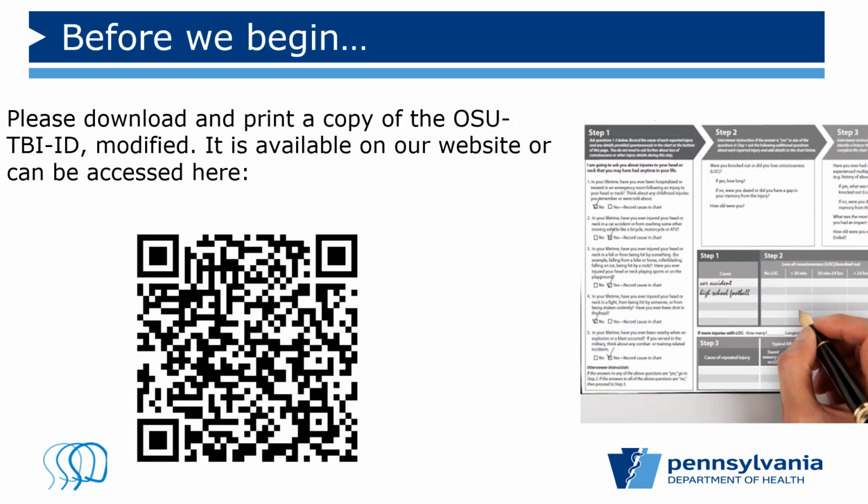Before we begin, it will be important for you to have a copy of the OSU-TBI-ID modified handy. It is available on our website, right where you access this training at the beginning, or it can be accessed by using this QR code. For those of you who aren't familiar with QR codes, simply point your phone camera at the box that you see on the screen, take a photo, and it'll link you directly to the PDF of the OSU-TBI-ID.